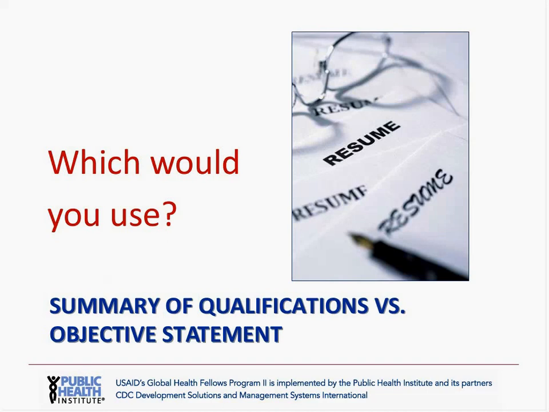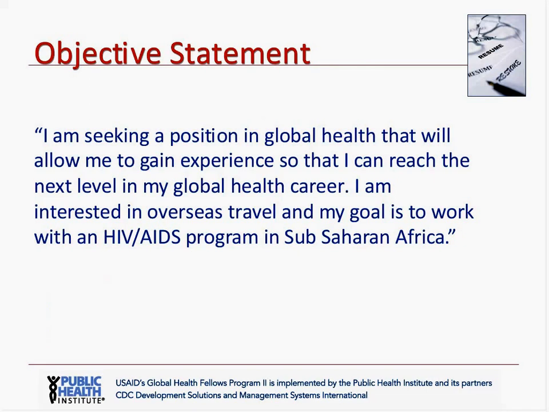So I'm going to talk a little bit about using an objective statement at the top of your resume versus a summary of qualifications. In this objective statement, this is really focused all on the applicant and what he or she is looking for. It doesn't help the reviewer see what this person has to offer, and it doesn't show that you've even read the scope of work. So it's pretty generic.